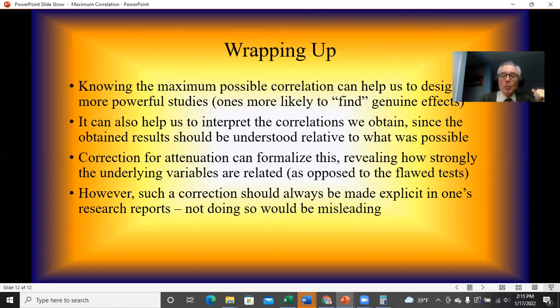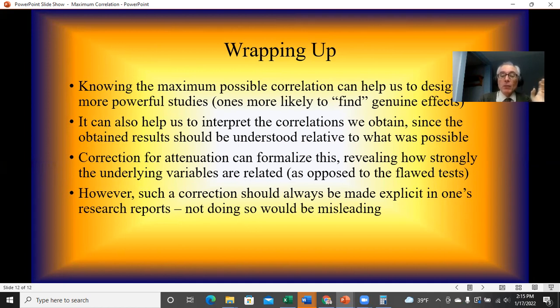Okay, so wrapping up this little mini presentation, knowing what the maximum possible correlation is helpful when you're trying to design studies that have a fighting chance of actually working, of actually obtaining the results that are really there that you thought would be there, and not ending up with non-significant results, even though your hypothesis was correct. It also can help us to interpret the correlations we actually get, because whatever you get has to be understood relative to what was possible in the first place. Correcting for attenuation can make this more transparent to a reader.